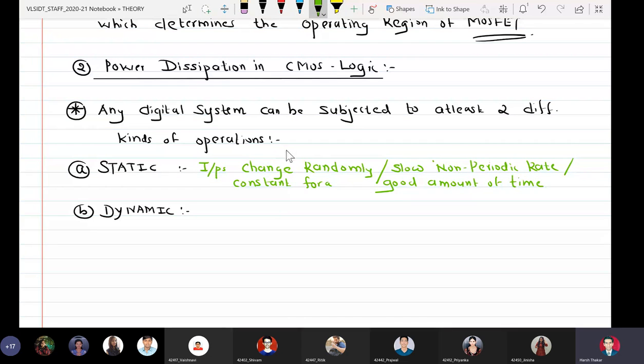For example, you take example of an AND gate. So a 2-input AND gate can have any input combination from 0 0 to 1 1. At some instant of time, AND gate has inputs equal to 0 and 1, so the output is 0. Now the first input changes from 0 to 1, so the output changes from 0 to 1. You see the inputs are changing randomly, and once they change, they do not change for a good amount of time. That is called as static operation.